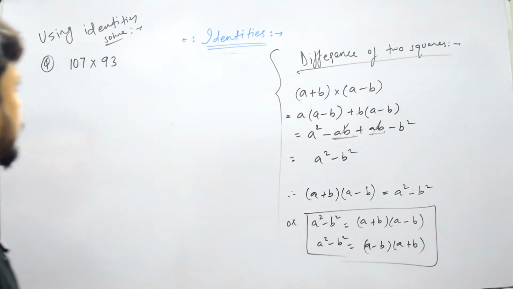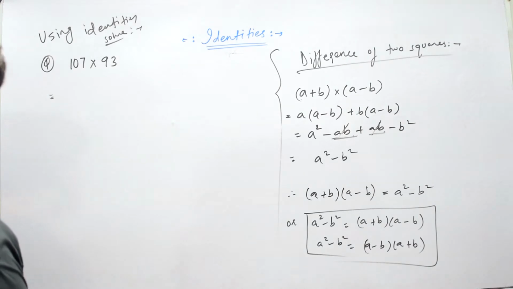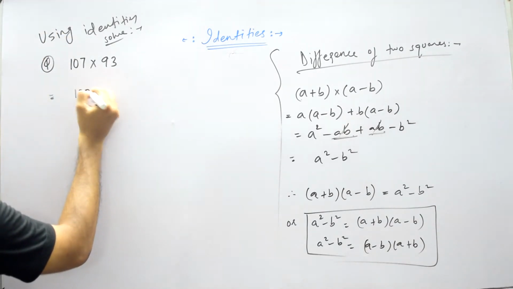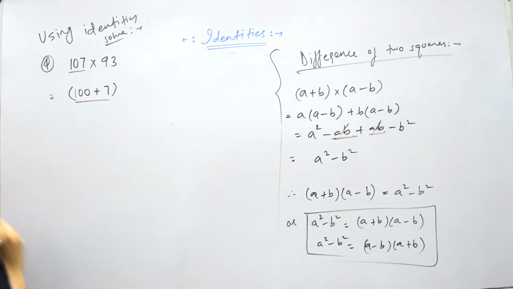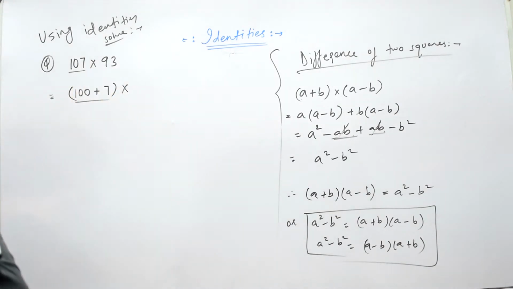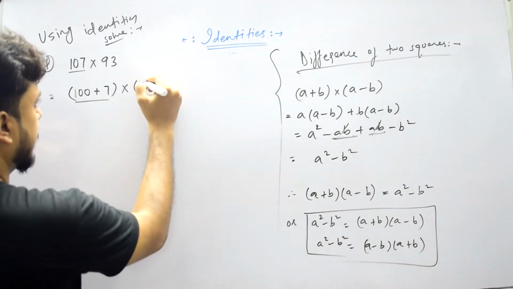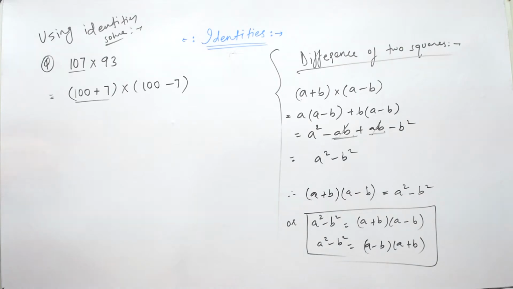Now let us see what we'll do. Now this is 107, so 107 can be written as 100 plus 7. No problem here. Now this 93 can be written as 100 minus 7. See, 100 minus 7 is 93. So 107 can be written as 100 plus 7, and 93 can be written as 100 minus 7.